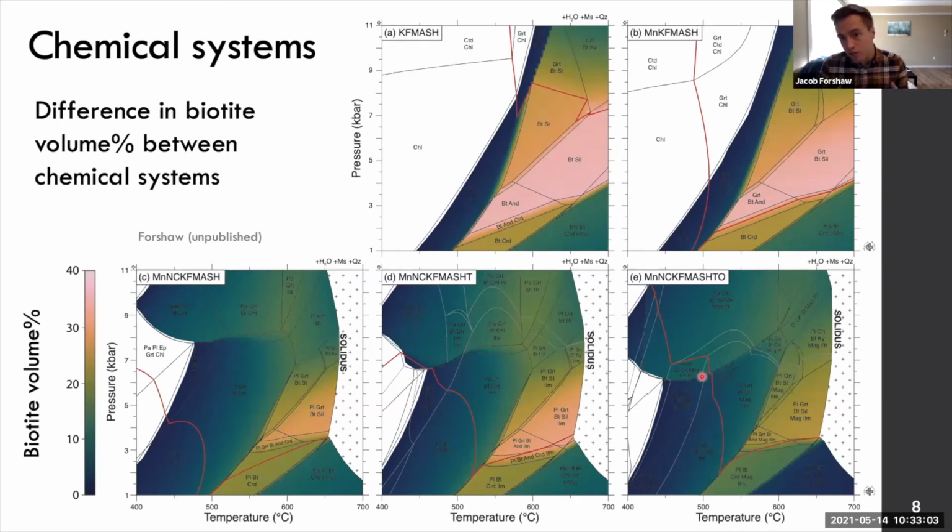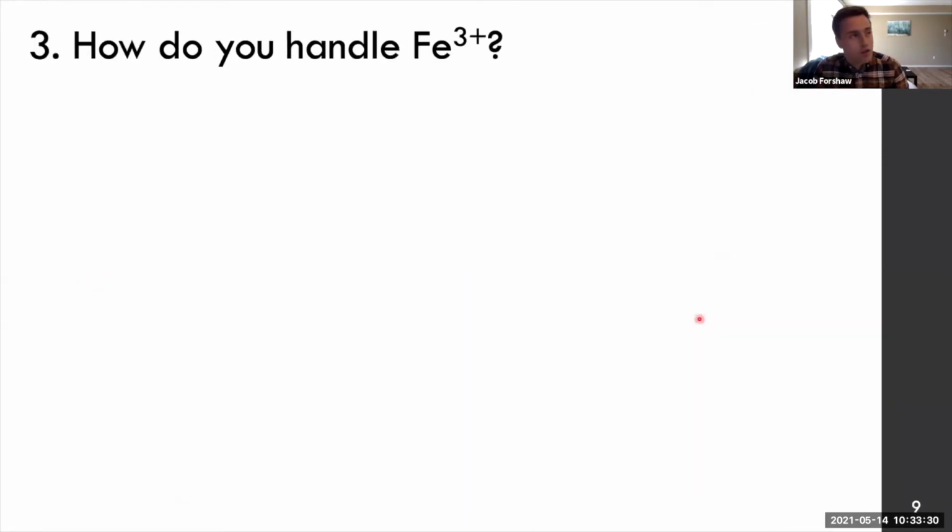And KFMASH does a really good job at explaining the major reactions that occur, but some of the subtleties that occur in these more complicated systems are sometimes useful. Okay, so this bottom right diagram is where I've added iron 3+, and we had a lot of people, when we sent out the original questionnaire asking what topics you'd like to cover, asking about how to handle iron 3+, and that's the second or third part of this talk.